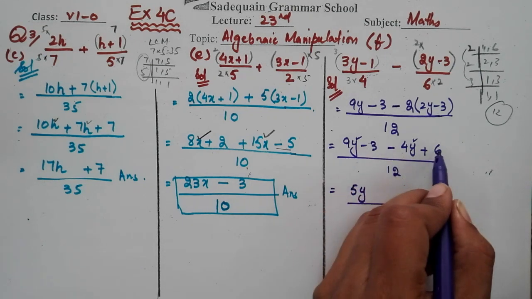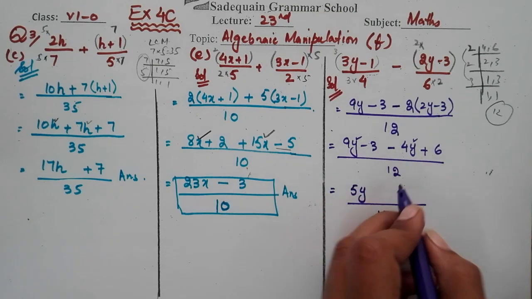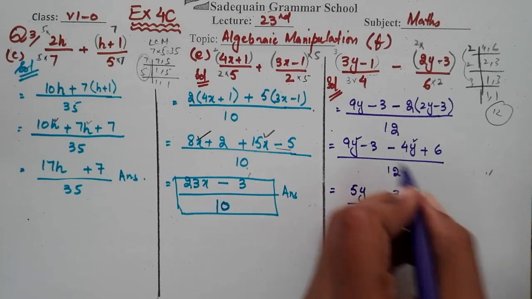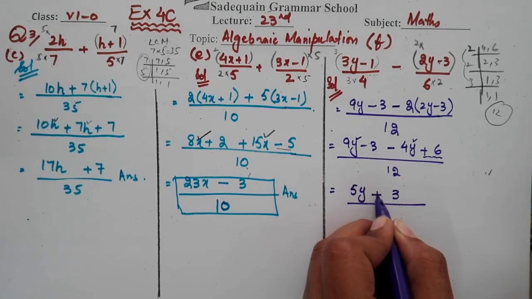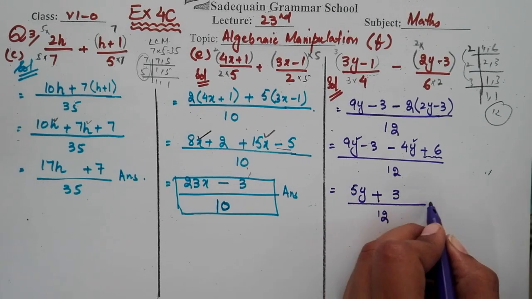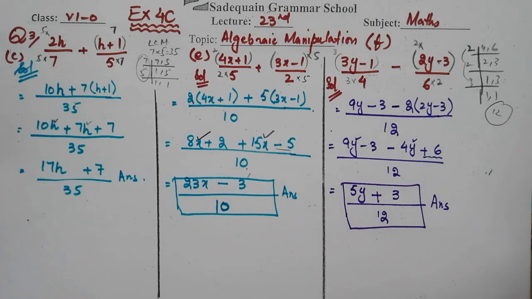Now here 3 and 6, both are constants. So we can add or subtract them, plus minus minus. So 6 minus 3, it will be 3. Now the sign will come of a greater number, that is 6. Okay, so it will be plus 3. So 5y plus 3 upon 12, that is the answer for this part in this question. Done.